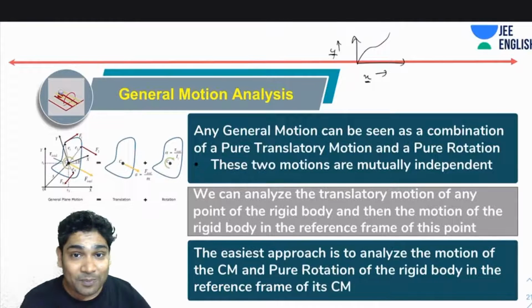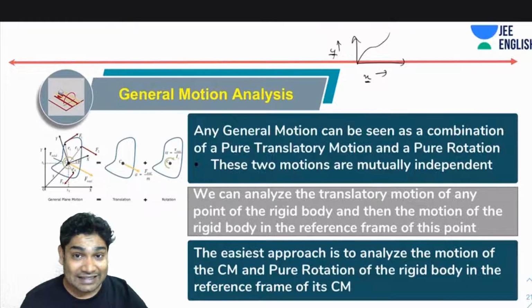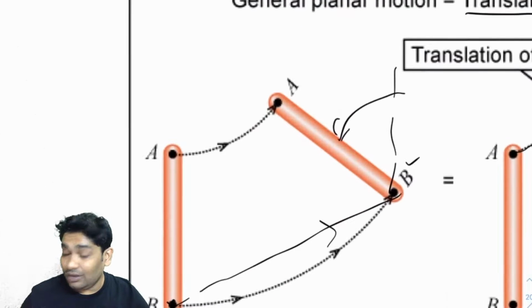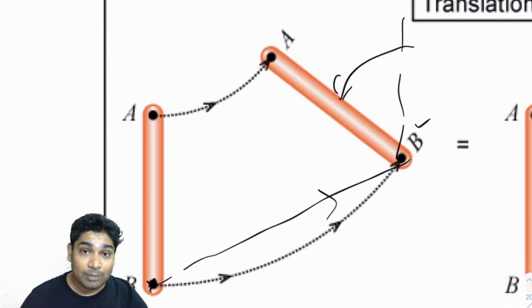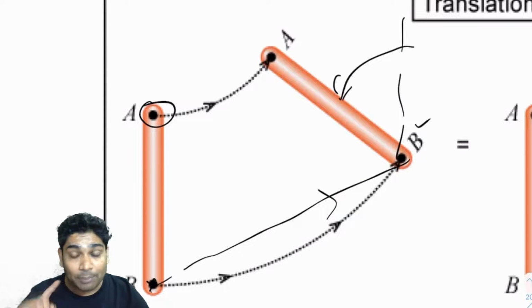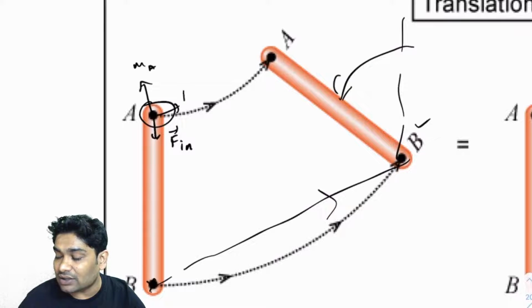Now, which point should I pick to analyze its translation? The easiest is CM. Why? Because as you would have realized from the last example also, suppose I wanted to analyze the motion of point A. Now the problem is that the motion of point A, or mass at A, let's call it MA, is dependent on forces acting internally, F internal, as well as some F externals.